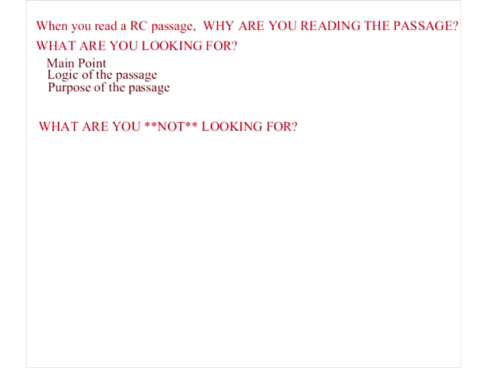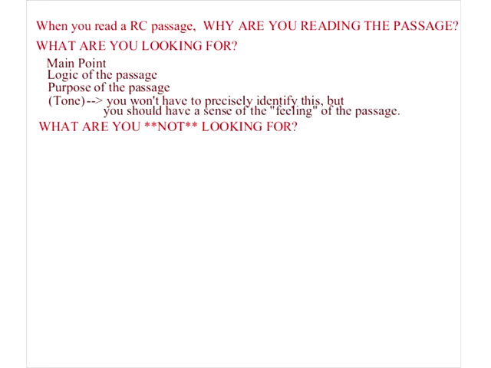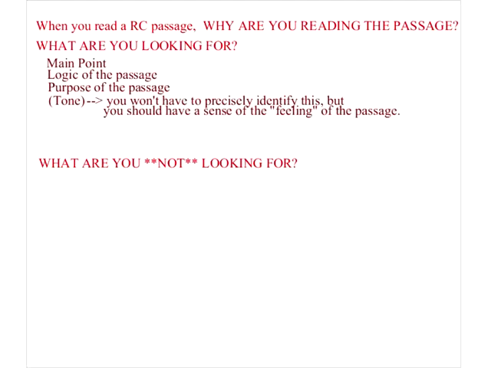You don't need to explicitly say what the tone is. You won't have to precisely identify this, but you should have a sense of the feeling of the passage. And by the way, most passages don't really have a feeling. This is really important to recognize. In GMAT reading comprehension, most passages really don't have much of a tone. It's very objective. Most passages are very objective or factual or neutral, i.e. there is not really much of an identifiable tone in most passages.